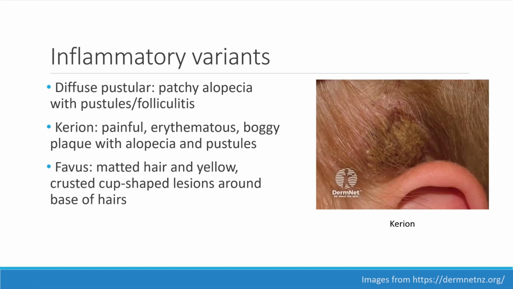For inflammatory variants of tinea capitis, diffuse pustular type, you have patchy alopecia with pustules or folliculitis. Kerion: painful erythematous boggy plaque with alopecia and pustules. For favus, patients present with matted hair and yellow crusted cup-shaped lesions around the base of hairs.